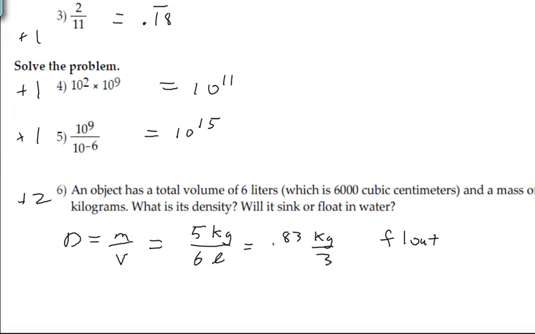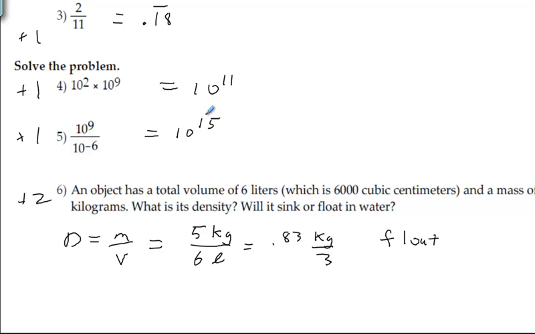Number 3, you just got to realize that the fraction bar here is division. So 2 divided by 11 is 0.18 repeating. 4, multiply like bases, add the exponents. So that's going to be 10 to the 11th. And when you divide like bases, you subtract. So 9 minus -6 gives us 10 to the 15th.